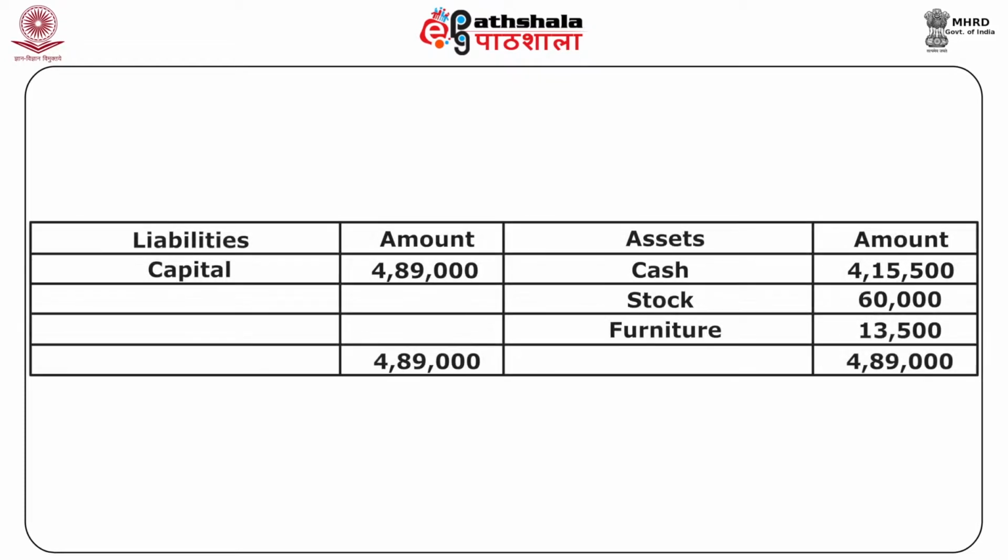Now let's come to the balance sheet, where on the liability side we have capital of total 4,89,000, and on the asset side we have cash of 4,15,500, stock 60,000, furniture of 13,500, which will amount to total again 4,89,000.